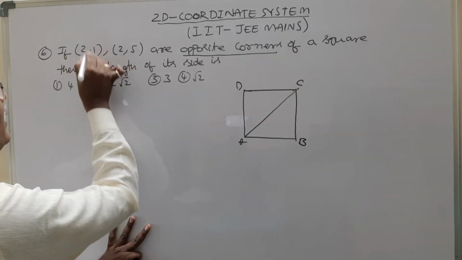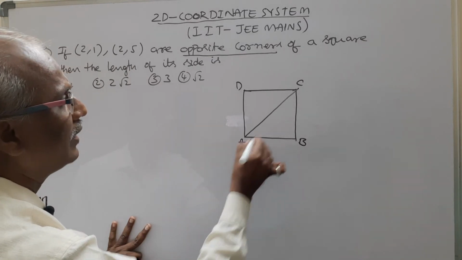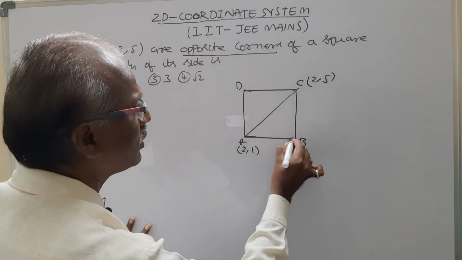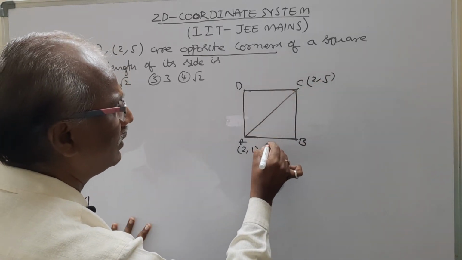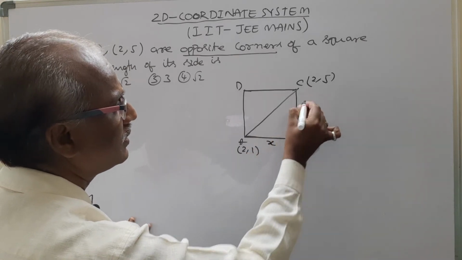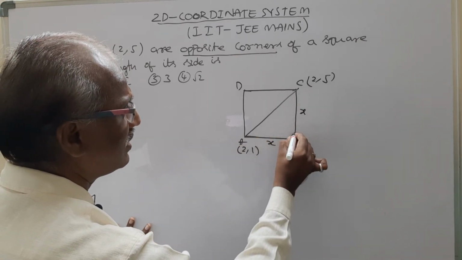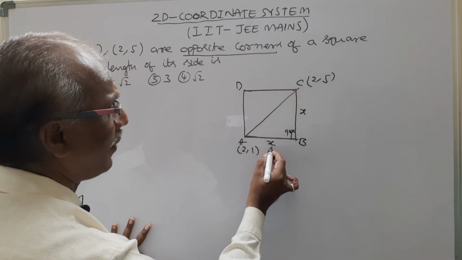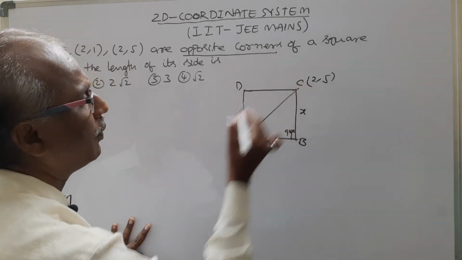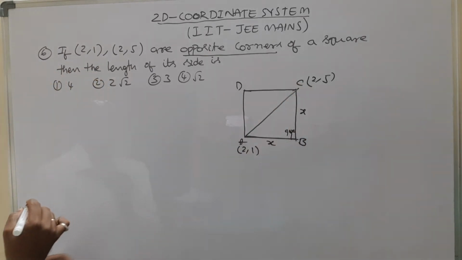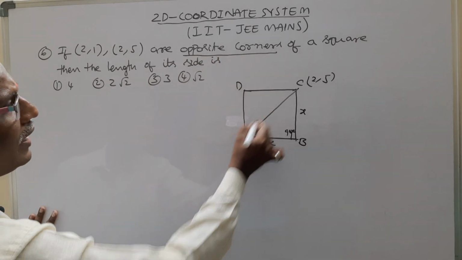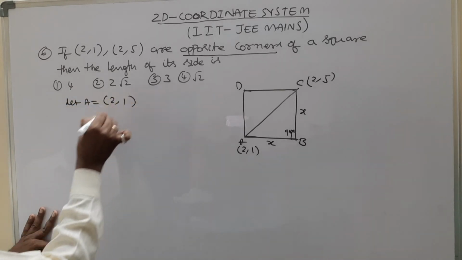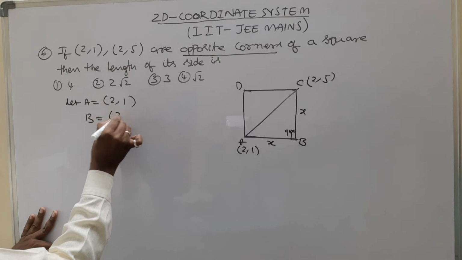First point, let A equal 2 comma 1 and the other diagonal endpoint be 2 comma 5. To find the side of the square: in a square, all 4 sides are equal. Let the side of the square be x. In a square, adjacent sides are perpendicular, so triangle ABC is right angled. Apply the Pythagoras theorem: side square plus side square equals hypotenuse square, then find the x value.